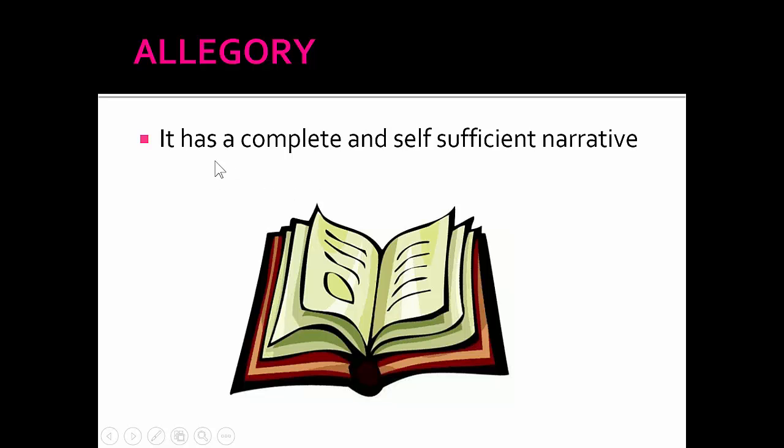Allegory, the actual definition of allegory says, allegory has a complete and self-sufficient narrative beneath it, which means there's a story. So allegory means there's a story, which there's always a story, and that on top of a story, there might be another story or chunks of story on top of it. Instead of just a symbol sitting on top of your story.